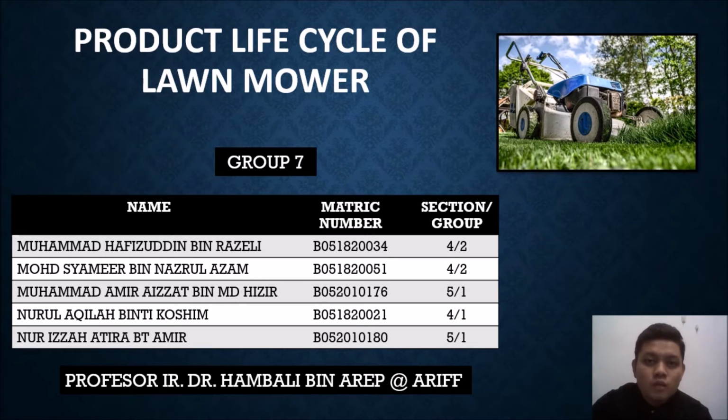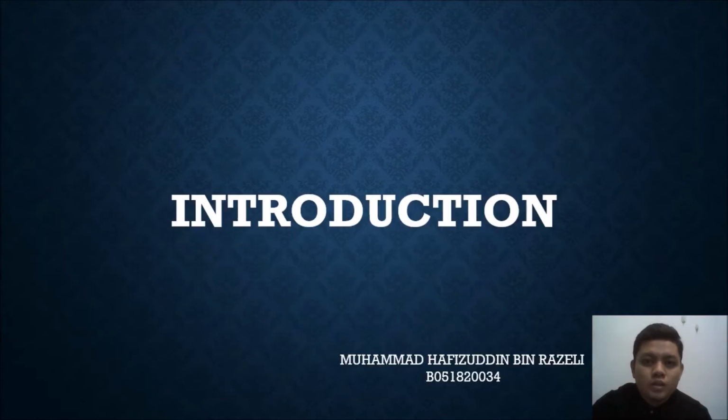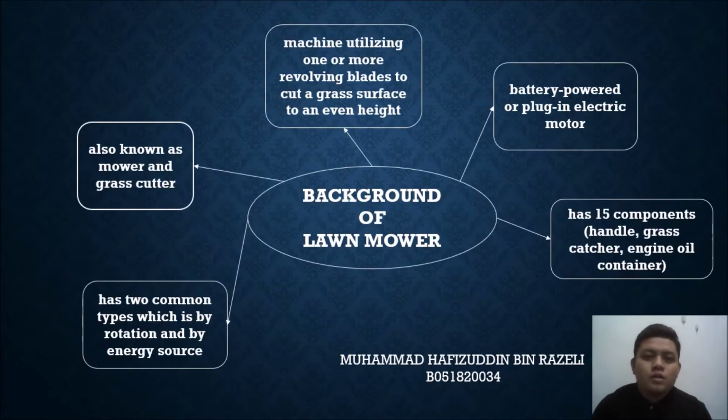Today, my group will present to you about the product life cycle of lawnmower. First thing first, I would like to present to you the introduction of lawnmower. So, the background of lawnmower. Lawnmower is a machine utilizing one or more revolving blades to cut the grass surface to an even height. It is also known as mower and grass cutter.